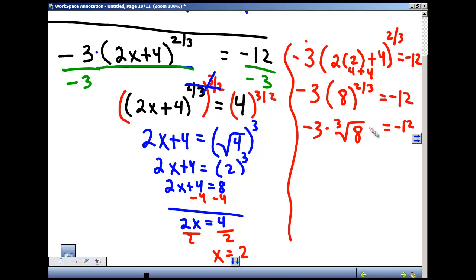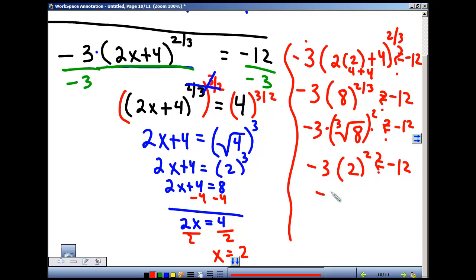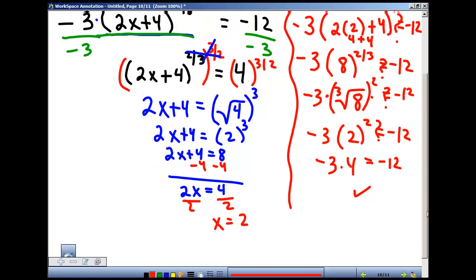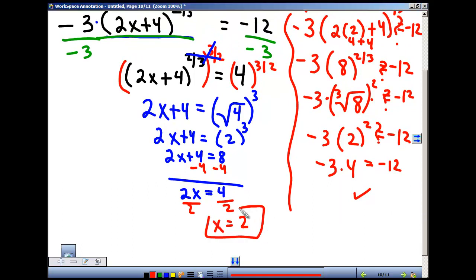I'm going to leave this power on the outside because it's easier for me to work with. Negative 3 times the cube root of 8 is 2 squared. Negative 3 times 4 is equal to negative 12. So yes, that checks. So x equals 2 is my answer. This concludes flap 3 of our foldable.